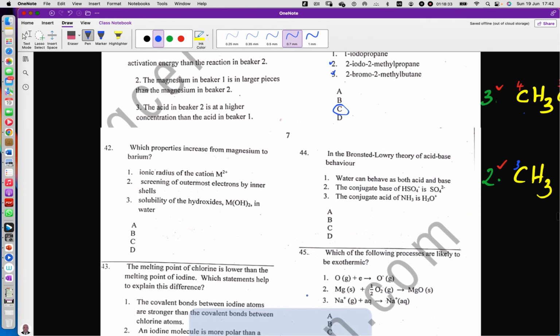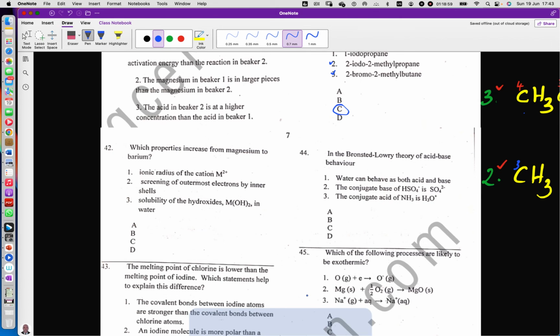Ionic radius of magnesium. Which property increased from magnesium to barium? As you go down the group, the ionic radius depends. They have the same charge, which is +2, but the ionic size is increasing, because many other shells are being added.